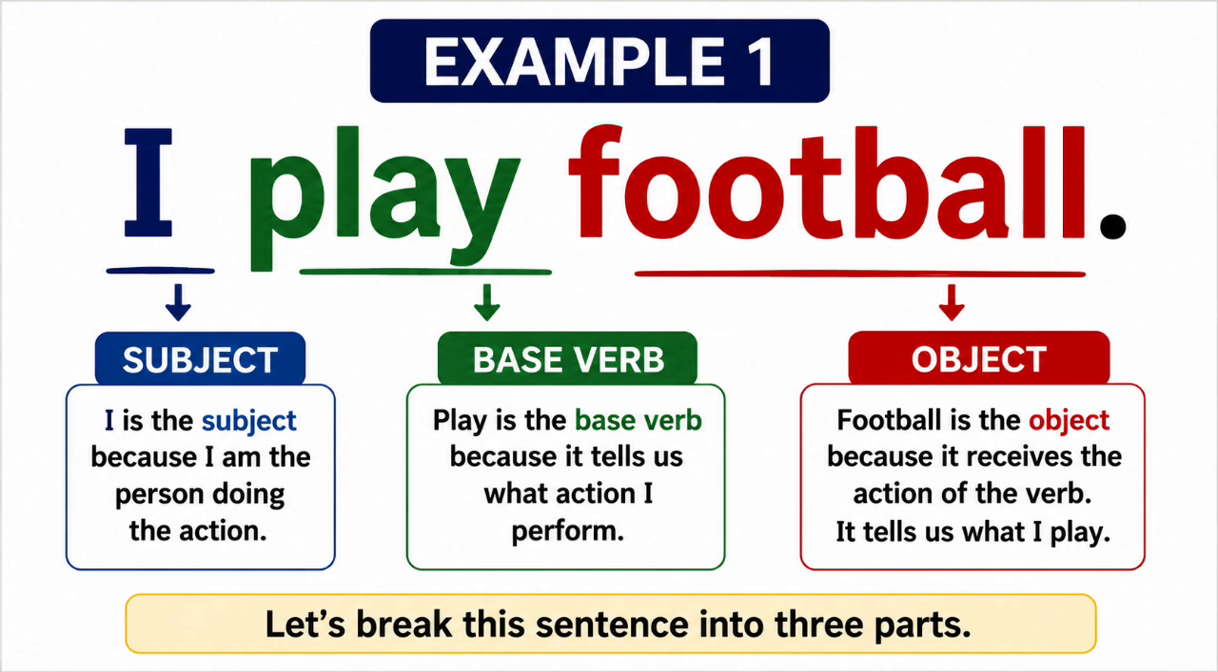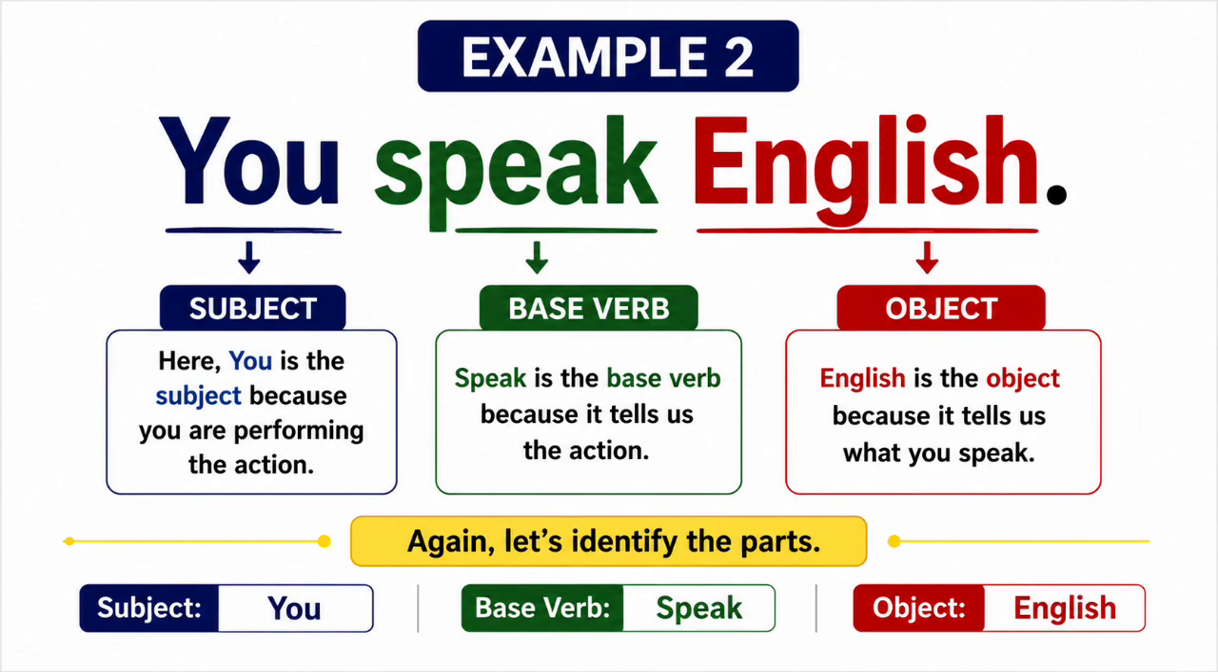Now let's look at another example. Example number 2. You speak English. Here you is the subject because you are performing the action. Speak is the base verb because it tells us the action. English is the object because it tells us what you speak. Again, let's identify the parts. Subject, you. Base verb, speak. Object, English.